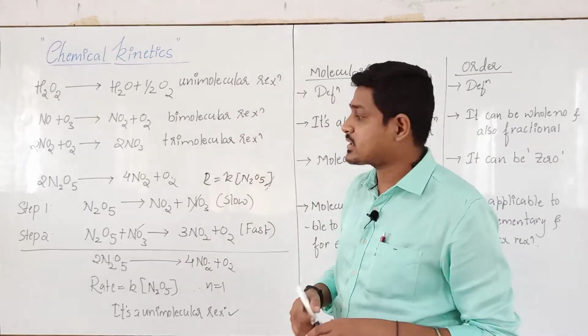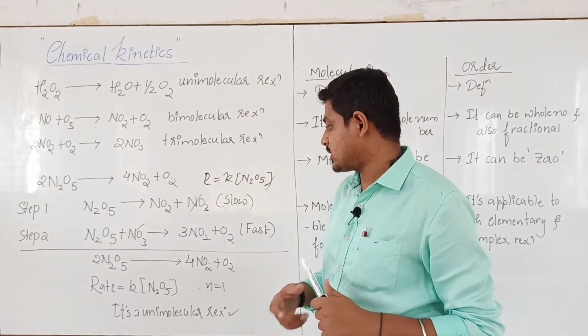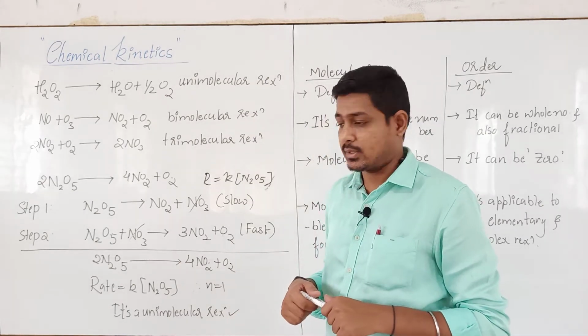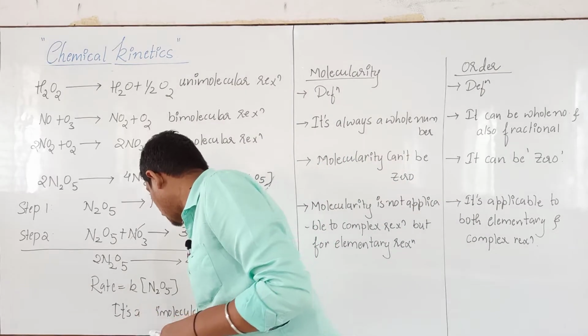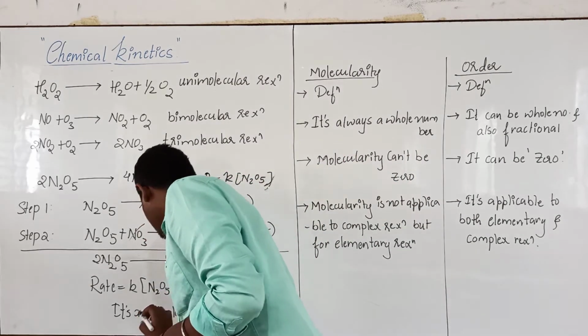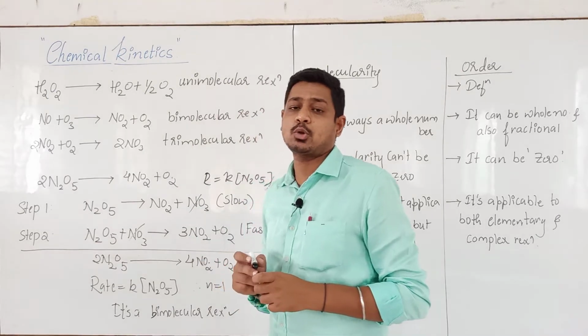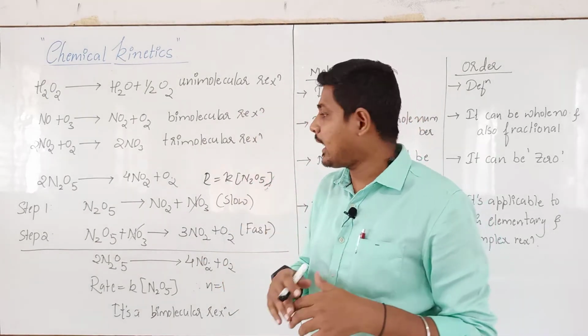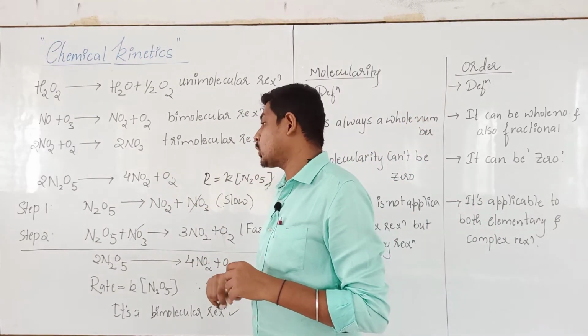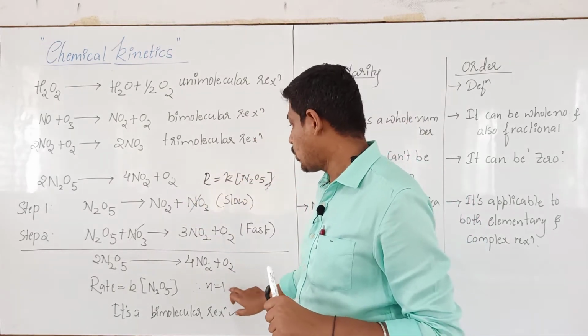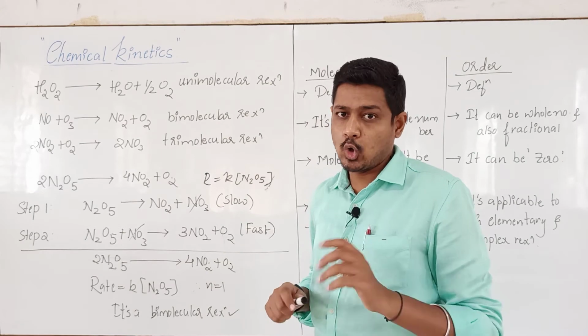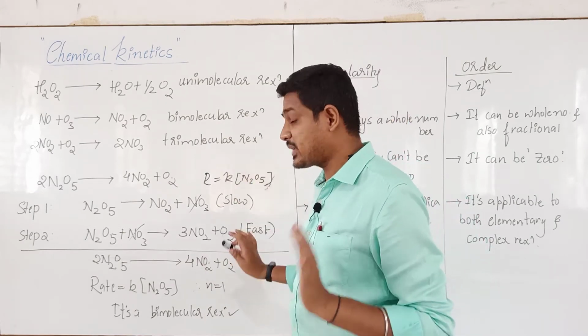Sometimes they will ask you what is the order of the reaction or what is the molecularity of the reaction. Here it is bimolecular. Molecularity will be bi, because 2 molecules of nitrogen pentoxide are colliding and giving you 4NO2 and O2. This is bimolecular, but the order of the reaction is 1. I hope this concept is clear.